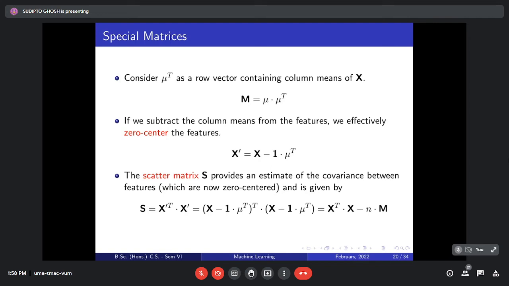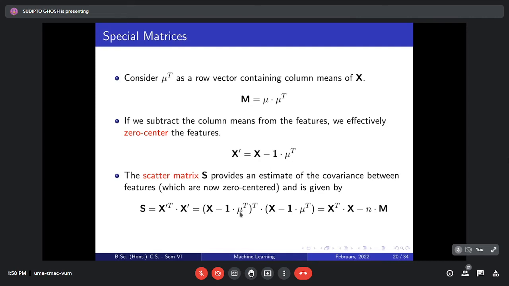But the thing is that for the scatter matrix, you have to take X transpose X from the zero centered features. The features must be zero centered to calculate the covariance between them, to estimate that thing. So we are taking X prime transpose X prime. X prime is this thing right here. We just subtract the means. So I just substitute this term right here.